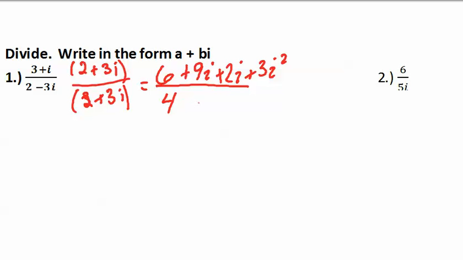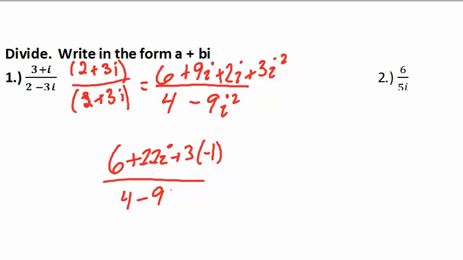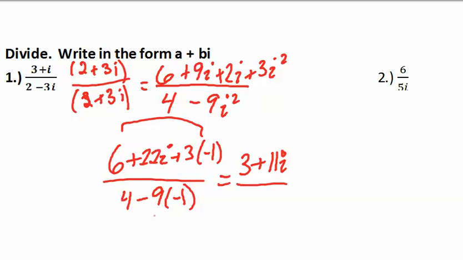So I'm just going to skip ahead. 4 minus 9i squared. I'm going to simplify the numerator to get 6 plus 11i plus 3 times -1, over 4 minus 9 times -1. I'm going to keep simplifying that. 6 plus -3 is 3 plus 11i, and then this will be plus 9, so over 13.